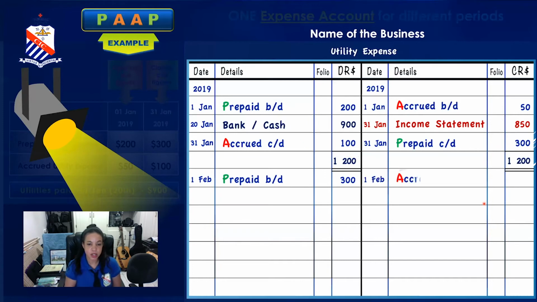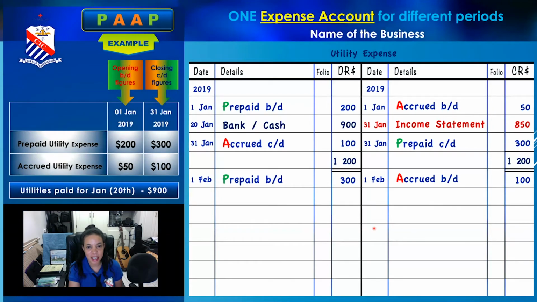You will have the accrued brought across to the credit side. Notice it's the same figure, and then notice the dates as well. Remember what we said? The ending figures will always end up as the beginning figures for the next period. So that is what we're going to do. And that's the end of your expense account. Easy like PAAP. Yeah?